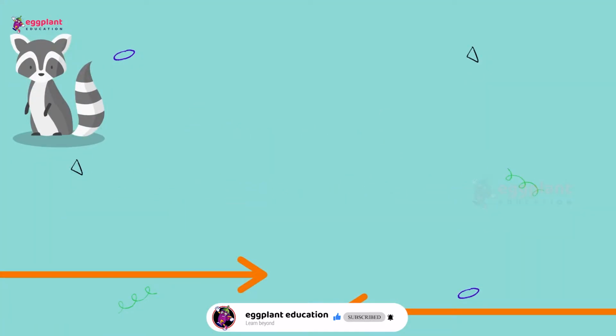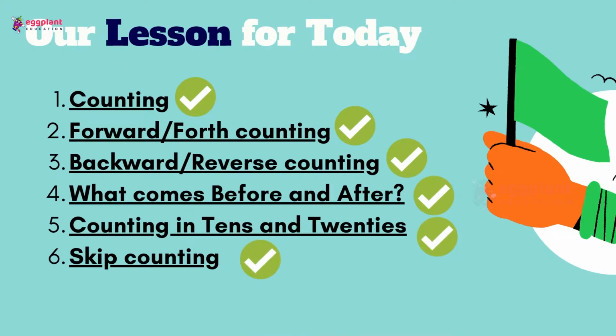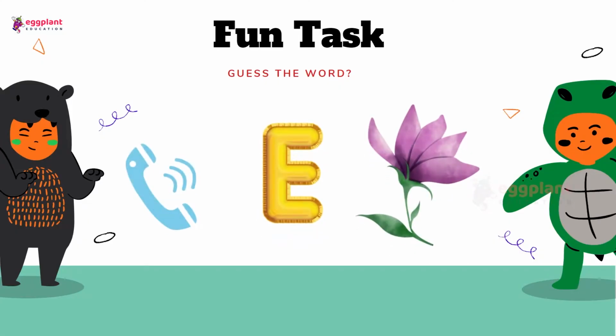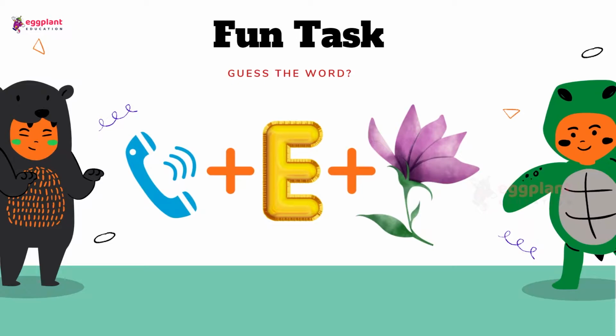In our last video, we saw the concepts what comes after and before in both forward counting and reverse counting. In today's video, we will see the next concept from our chapter 1. Before we start learning our next topic, let's quickly have a math fun game. Can you all guess the vegetable name from the given picture?